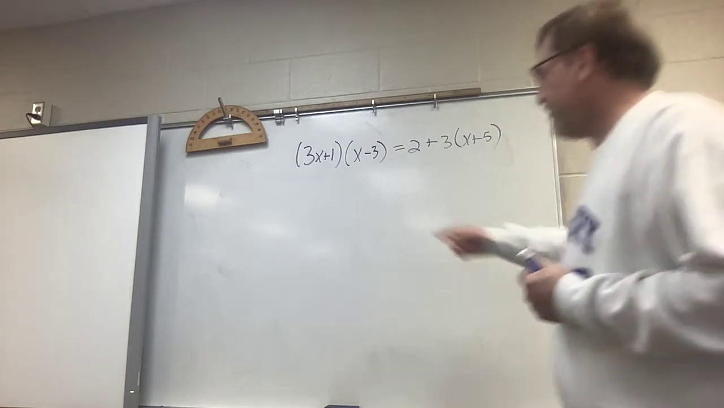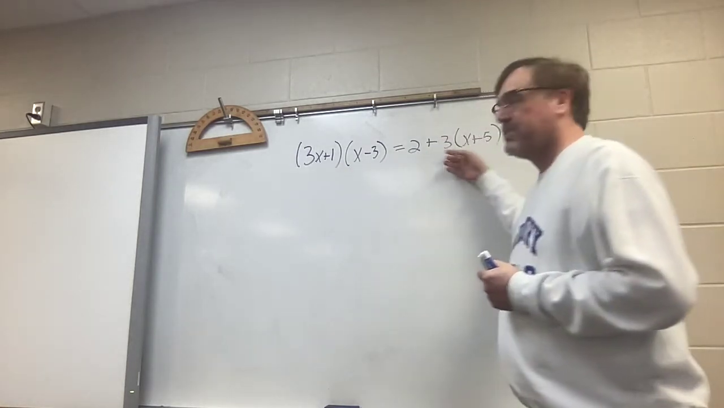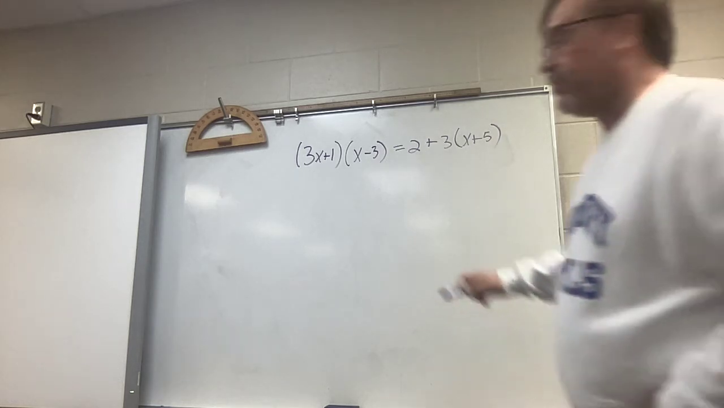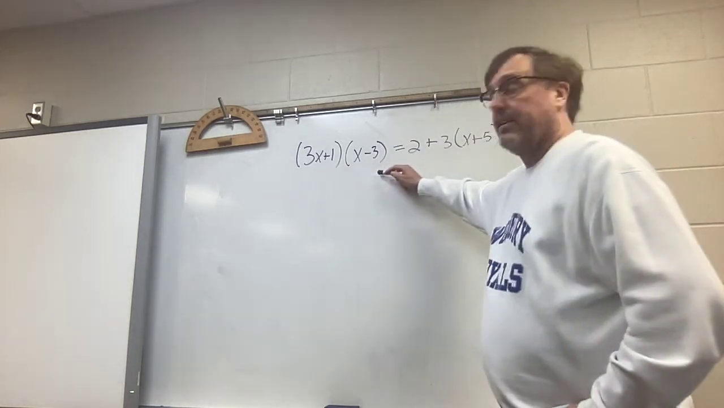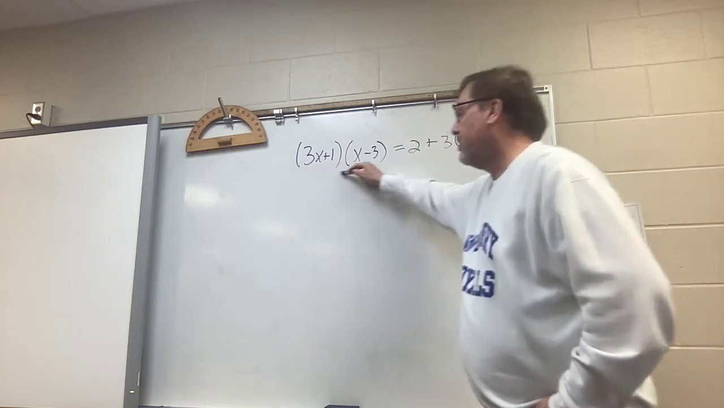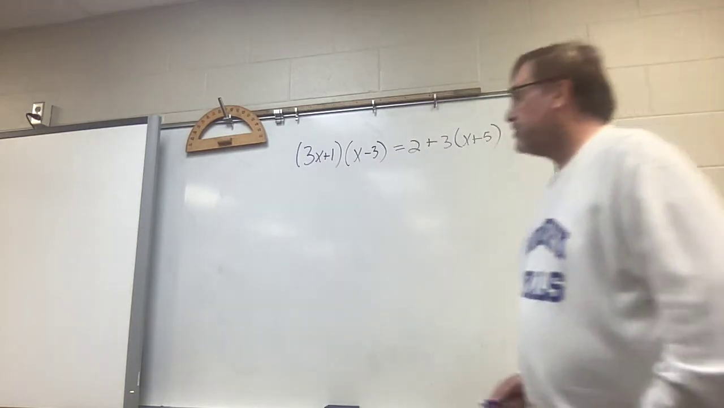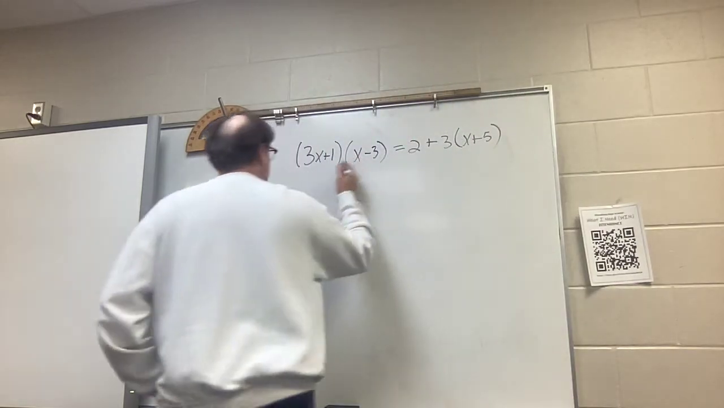So would it be best if I take this times this and hope it equals that? Would that be easy? No, it's way easier if it says equals 0. Would you please all FOIL this right now? Distributive property. So do some foiling, distributing.